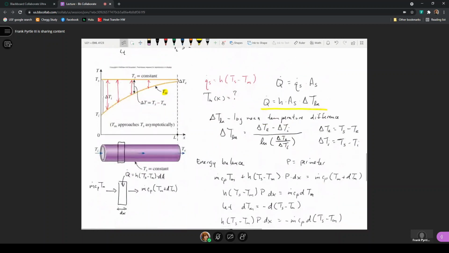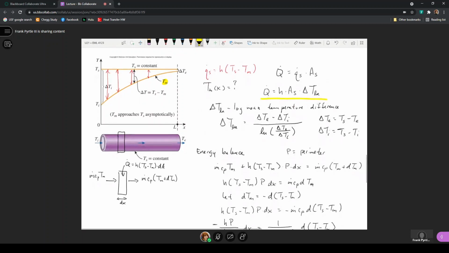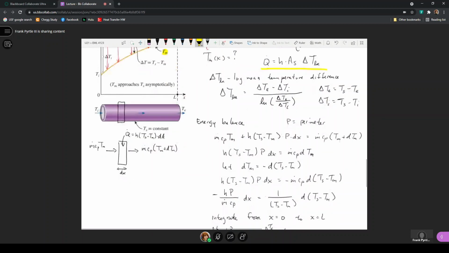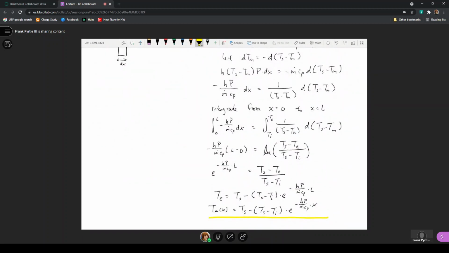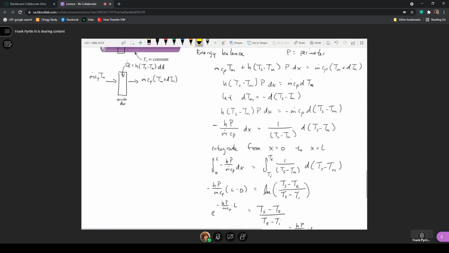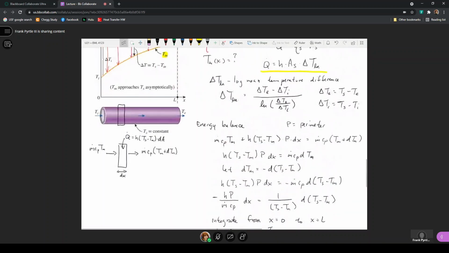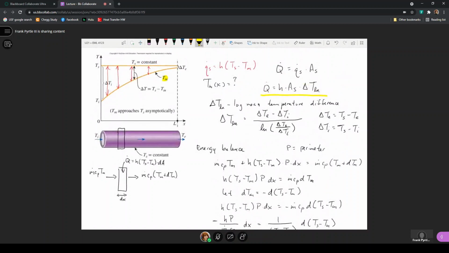When we consider a problem where we have a constant surface temperature, the heat transfer rate will be the average heat transfer coefficient times the surface area times the log mean temperature difference. The temperature of the fluid is given as a function of X, and we don't need an expression for the surface temperature variation because the surface temperature does not vary. It's a constant in this problem.